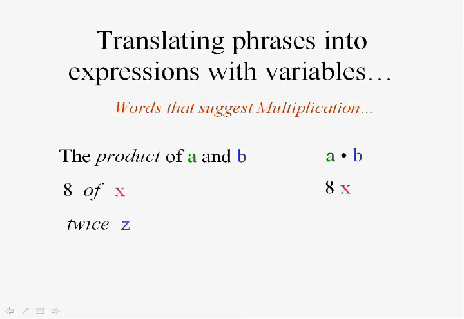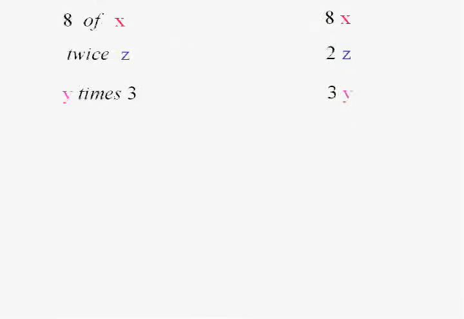Twice is another one. It infers a special type of multiplication, of course: multiplication by 2. And the word times infers multiplication, but get used to this: when they say y times 3, we're always going to write the number or coefficient on the left side. So let's write y times 3 as 3y, so we're all doing it the same way.